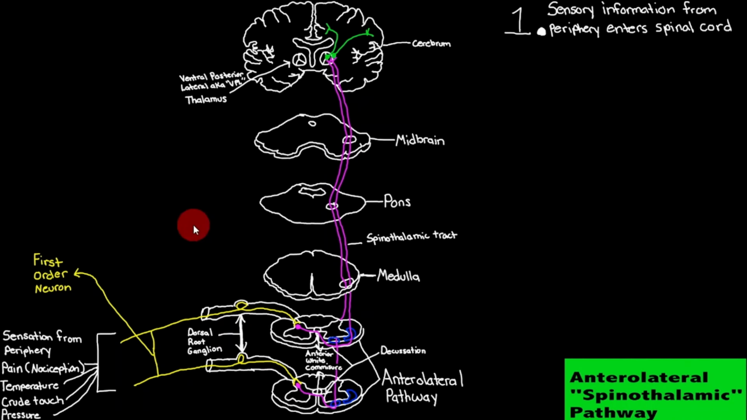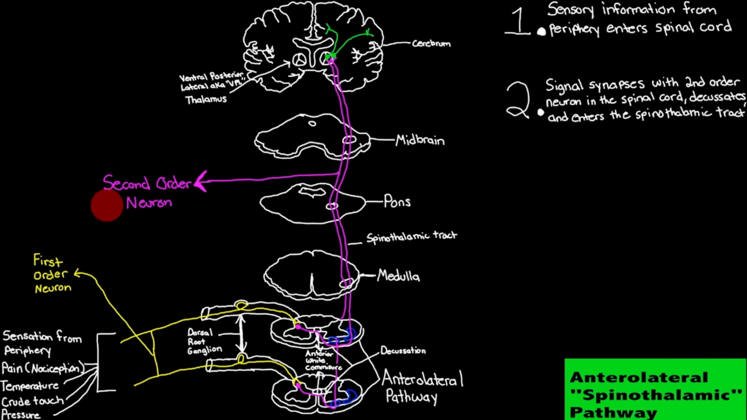Number 1. Sensory information from the periphery enters the posterior aspect of the spinal cord through the dorsal root ganglion. This is known as the first order neuron. Number 2. The signal synapses with the second order neuron in the spinal cord, travels through the anterior white commissure and decussates as it enters into the anterolateral or spinothalamic tract.